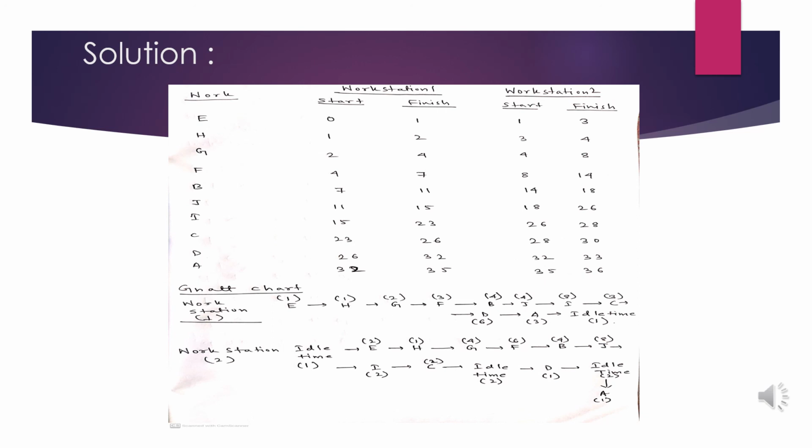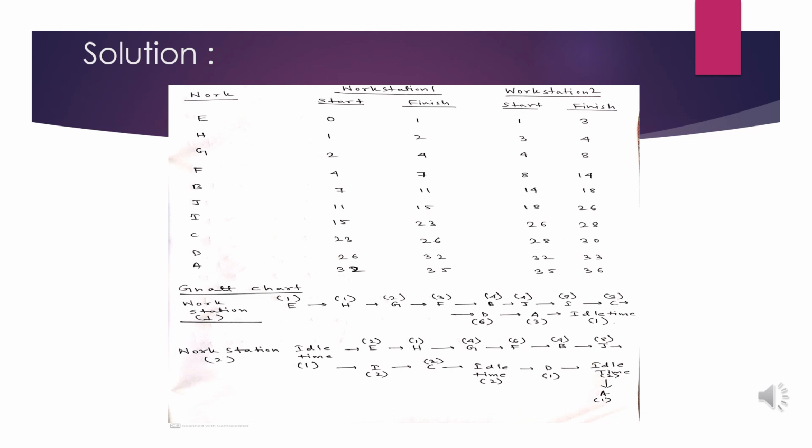So initially, as we have mentioned, we will be putting the idle time at the end for workstation 1. I'll just not put the values here. What I will do initially is mark the flow, or the scheduling, under the Gantt chart for workstation 1. I'll draw E to H, H to G, G to F, F to B, B to J, J to I, I to C, C to D, D to A, and then A to idle time. But I'll not mark anything right now.